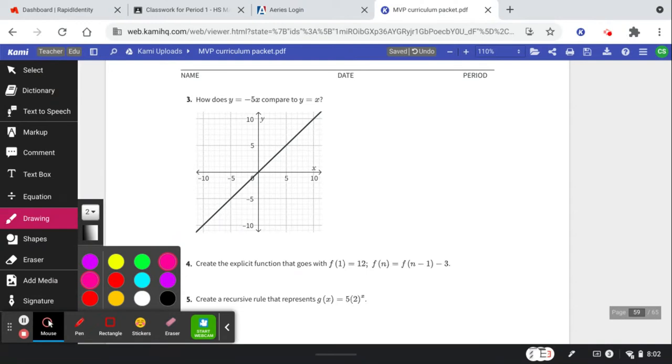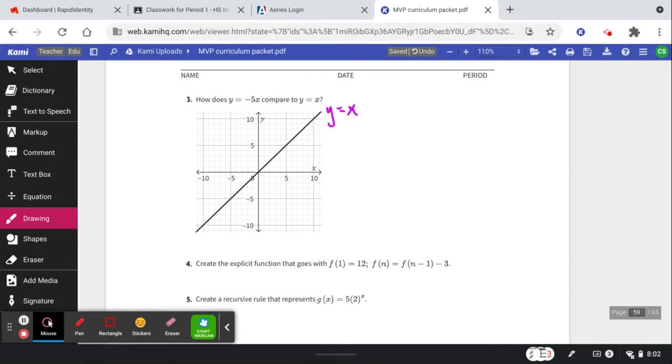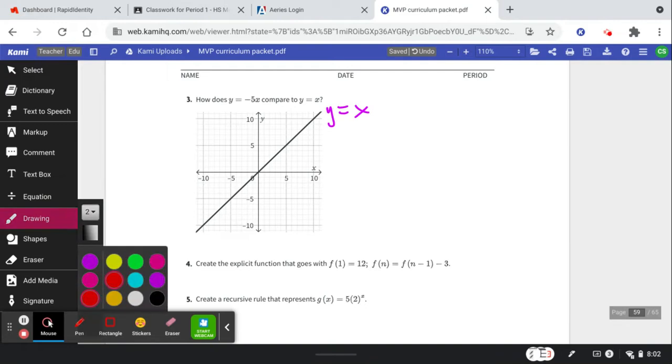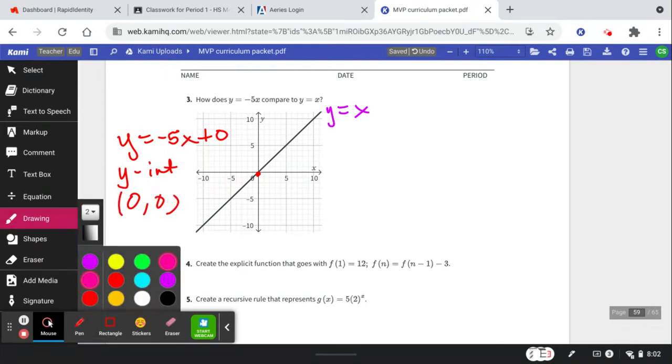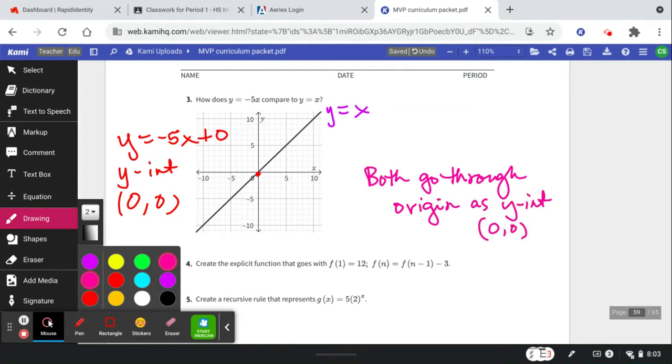Okay, how does negative 5x compare? So again, here's my regular parent graph of y equals x, starting at the origin and going up 1 over 1. So what would negative 5x do? So this one is also going to have the same y-intercept. We're still starting at (0, 0), because the graph of y equals negative 5x, there's nothing at the end. So your y-intercept is still the origin. Okay, so these both start at the same place. Both go through the origin as the y-intercept. Okay, so we know that that's true.